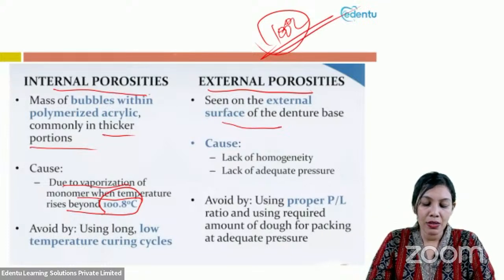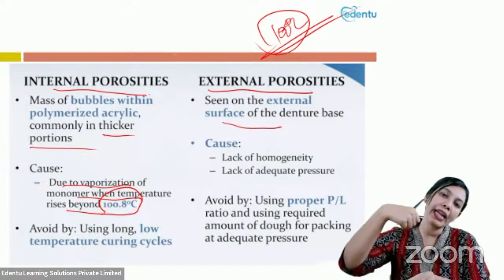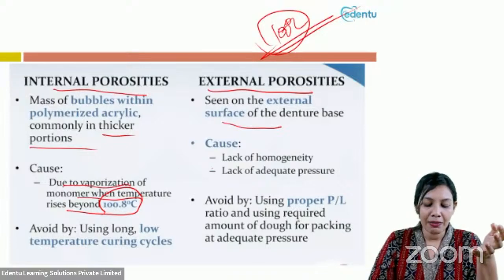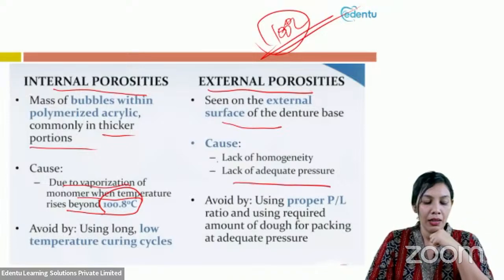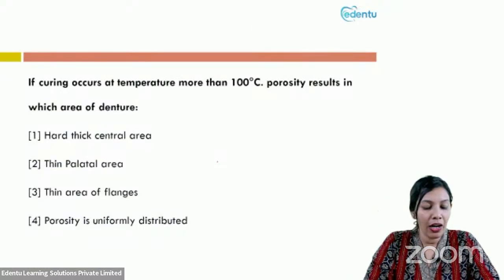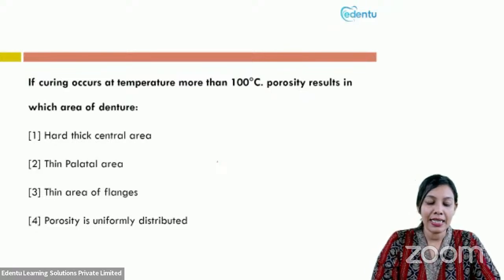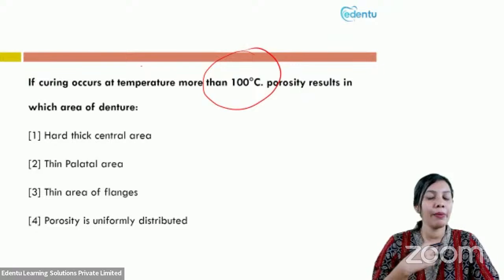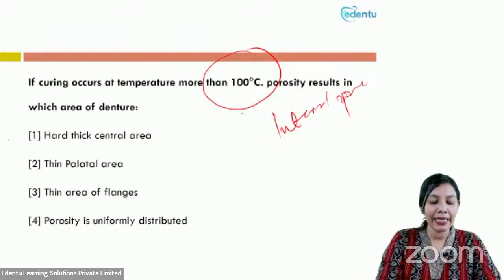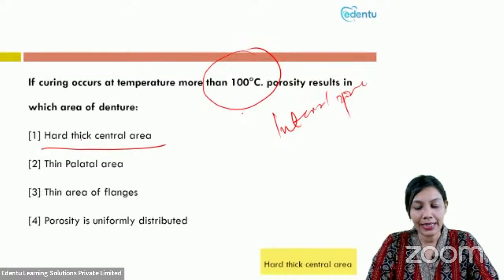And what happens for the external porosity? If we are not applying proper or adequate external pressure, that is the main reason for the external porosity. Hope you understood the two differences. The question was: if curing occurs at a temperature more than 100 degrees Celsius, porosity results in which area of the denture? As I said, since it is more than 100 degrees Celsius, we have to keep in mind that it is internal porosity. The internal porosity mainly happens because of the excess temperature, and it is mainly seen in the thicker central area.